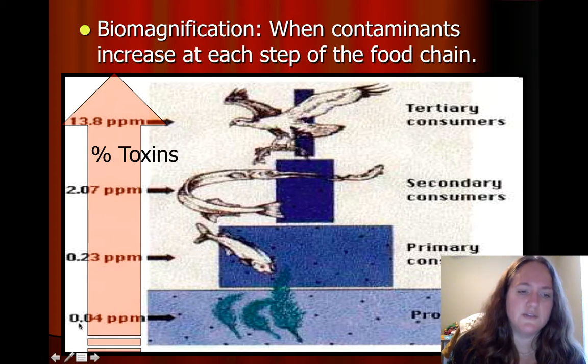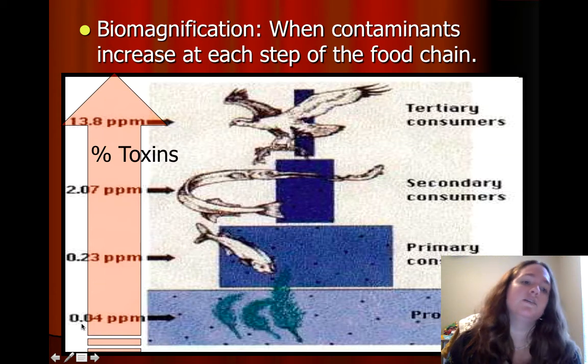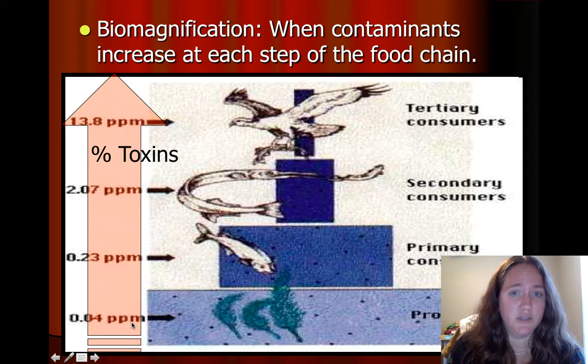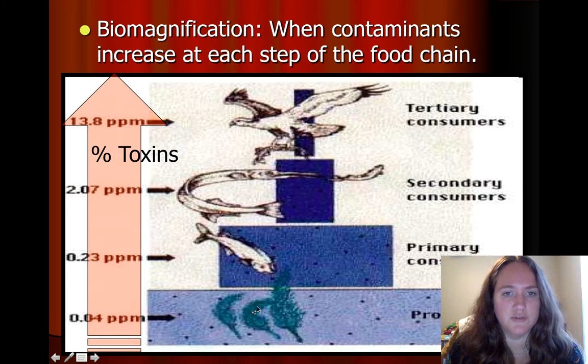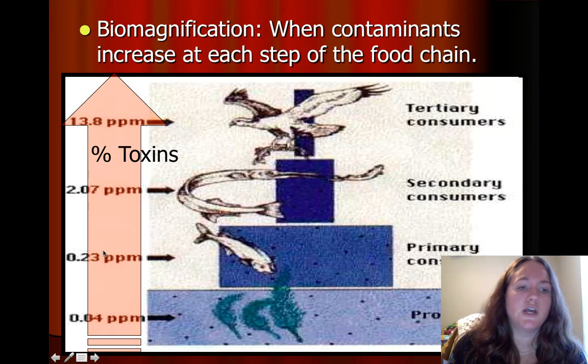So down here you'll notice that the plants don't have a lot of toxins, 0.04 ppm, that stands for parts per million. So please make sure you get that, parts per million. So now the fish that eats the plants is going to have 0.23 because it's eating a lot of plants that has the pollution in it. So this small fish has 0.23. The big fish is eating the smaller fish. So now the big fish has 2.07. And then the big bird is eating many of these larger fish.